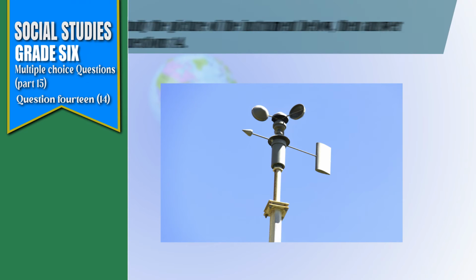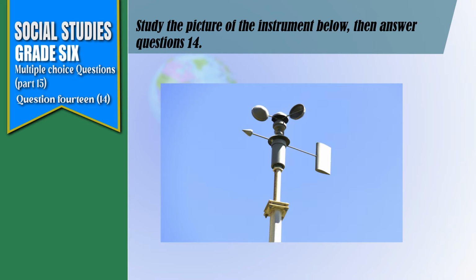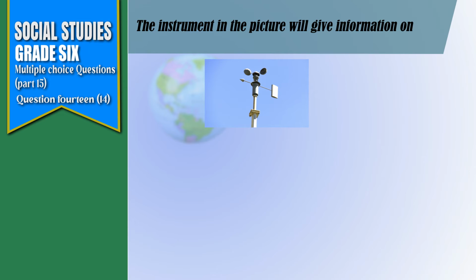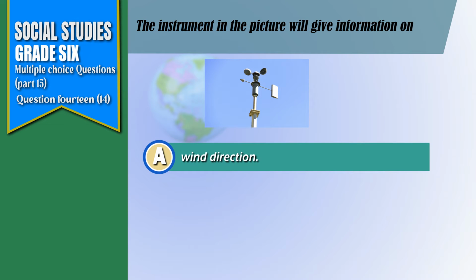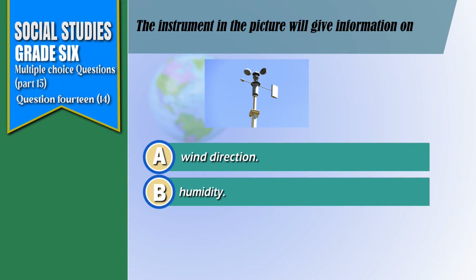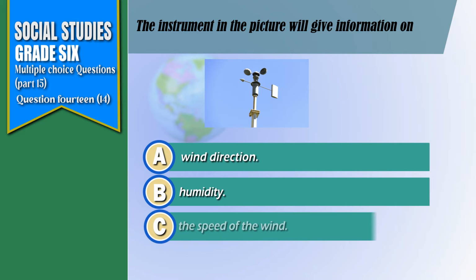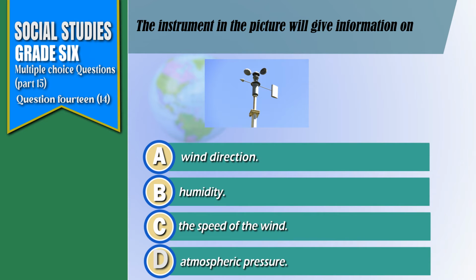And now we move on. Question 14. Study the picture of the instrument below, then answer question 14. The instrument in the picture will give information on A, B, C, or D. Write the letter next to number 14 that you think has the correct answer.